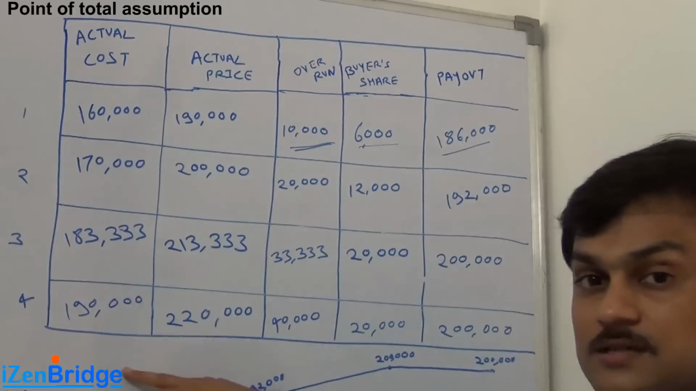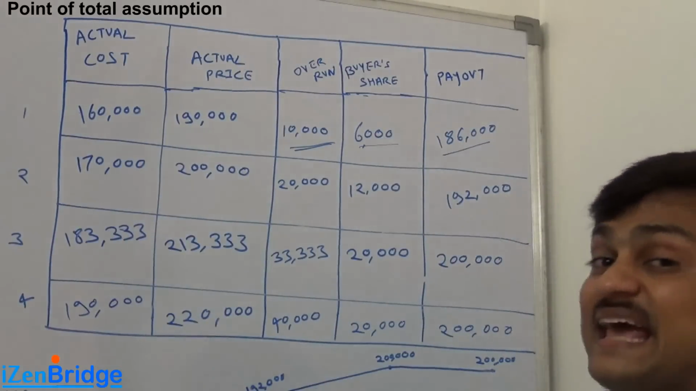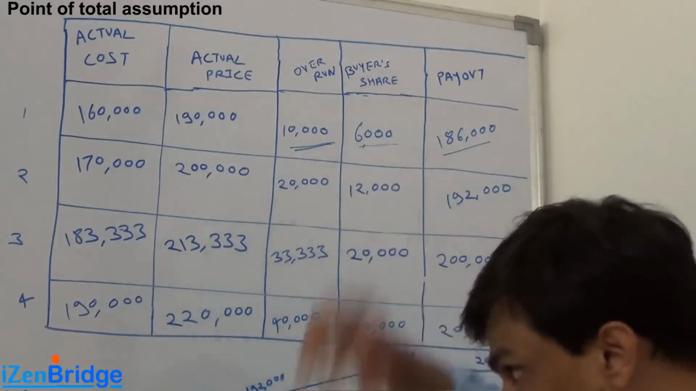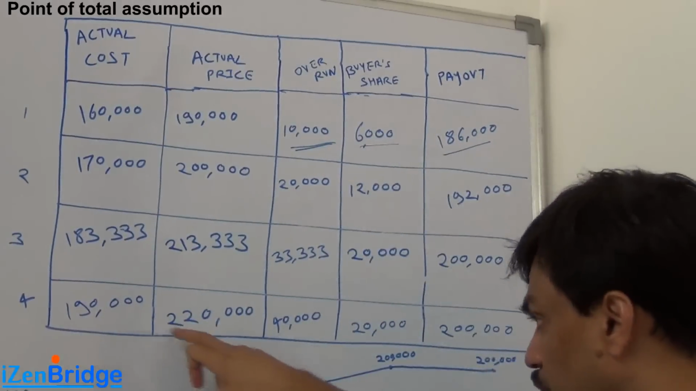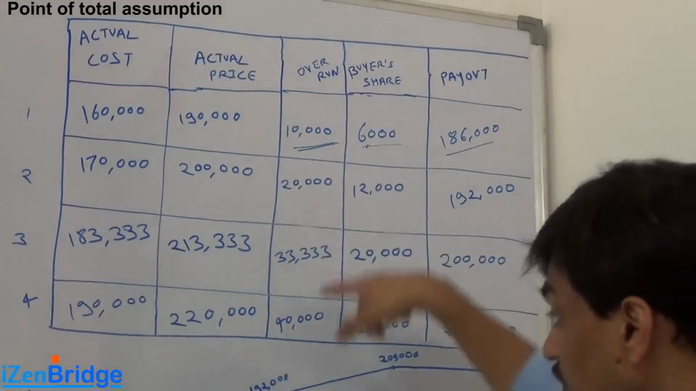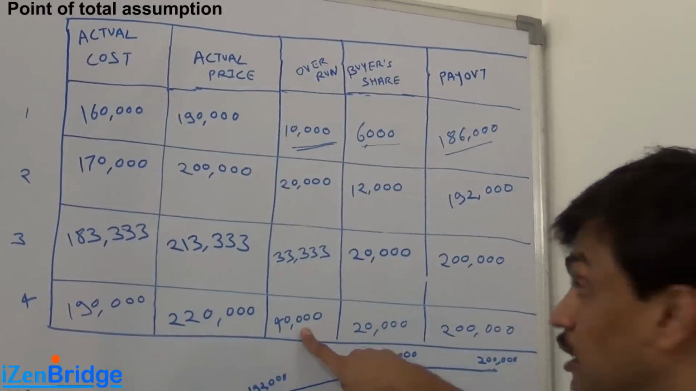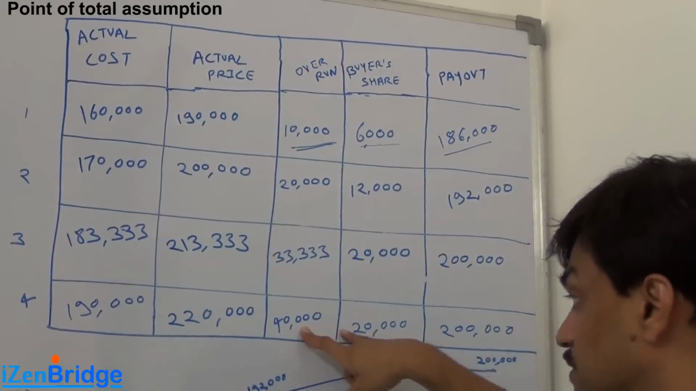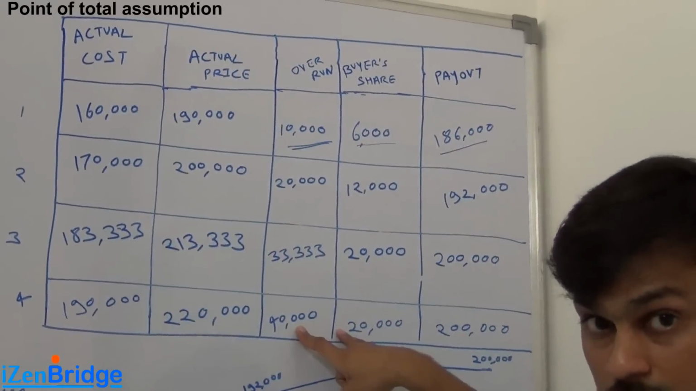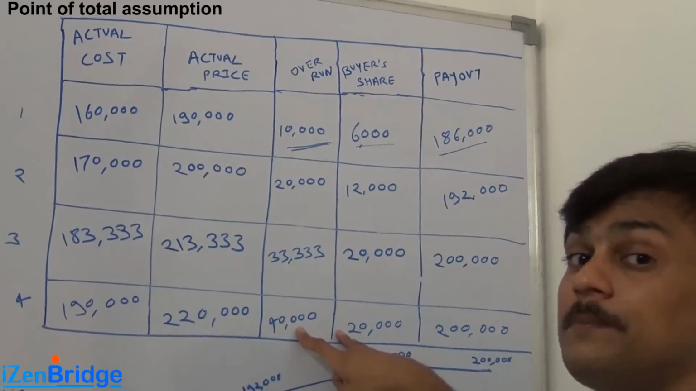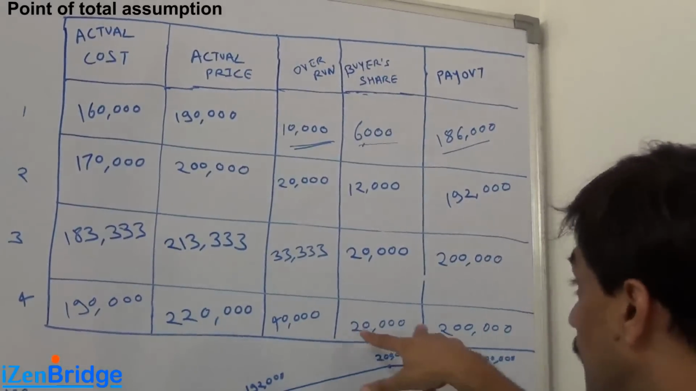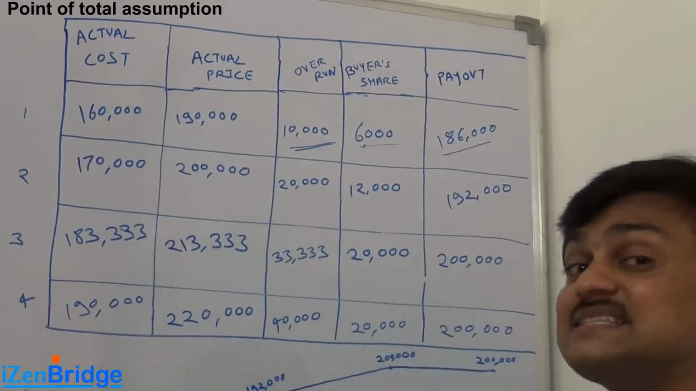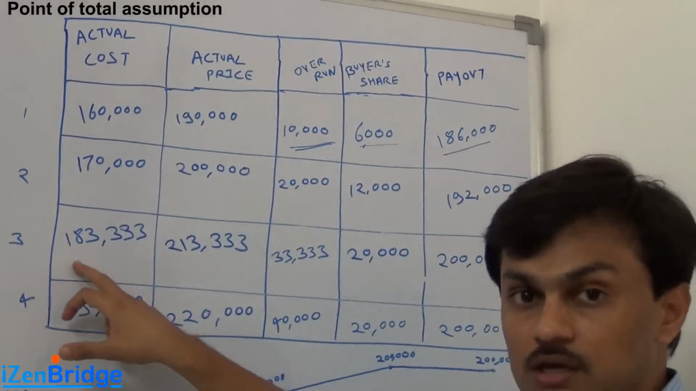So after the point of total assumption, if you spend more, you don't get any extra money, not even 1,000 rupees from your buyer. So what if you spend 190,000? If you go through the calculation, you find out that the cost overrun is 40,000, but now the buyer can't pay the 60% of it. If he starts paying 60% of it, it will become 24,000. But I have a ceiling, I can only pay up to 200,000. So the buyer will only pay 20,000 extra over the target price. And that is the significance of the point of total assumption.